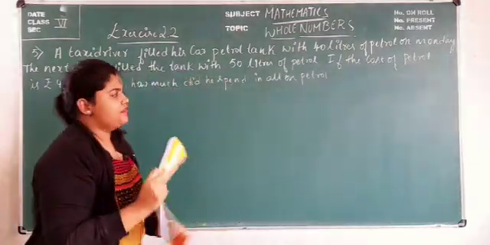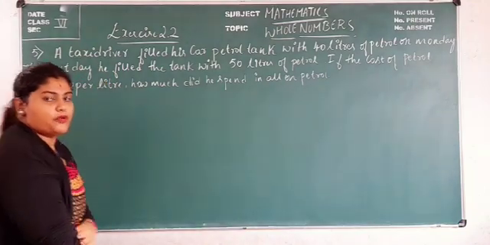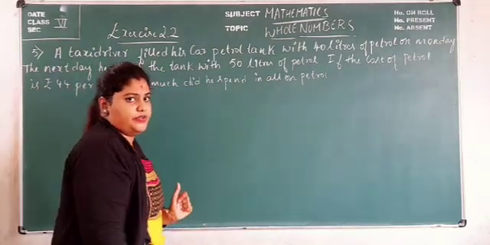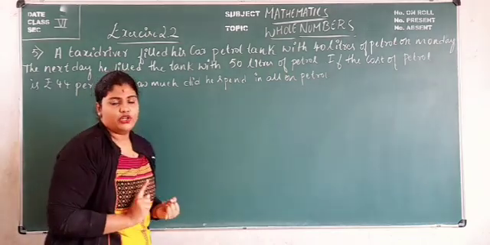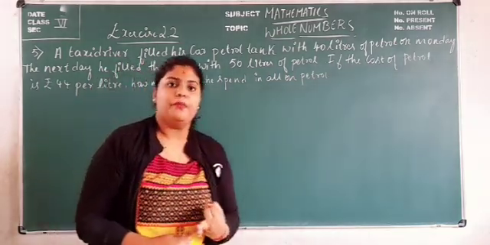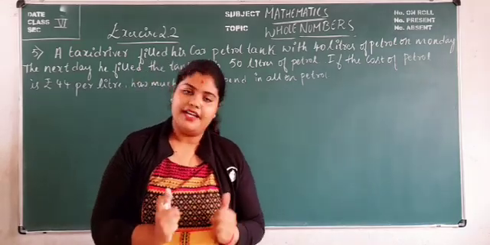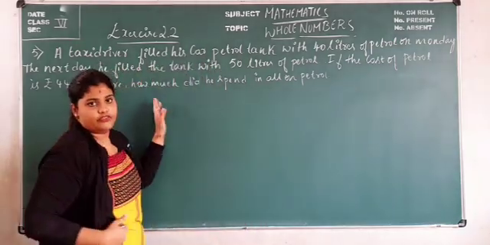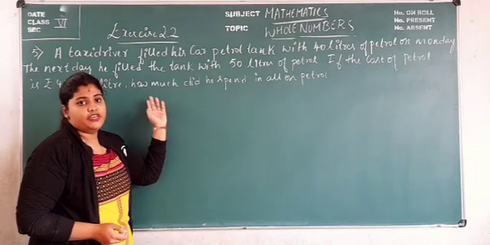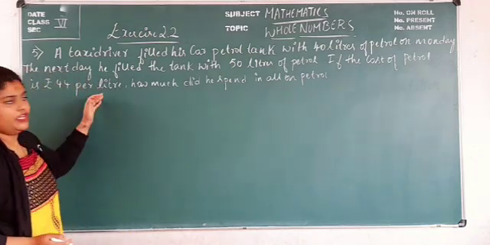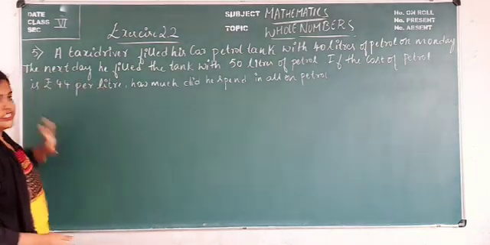So here they have given one word problem. We have to use the property which we have learned under this chapter. Till now we have learned closure property, commutative property, associative property, distributive property and also identity property. So we have to use the appropriate property in order to solve this question. First we shall see the question.